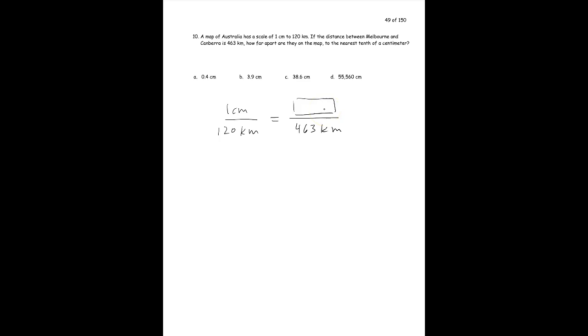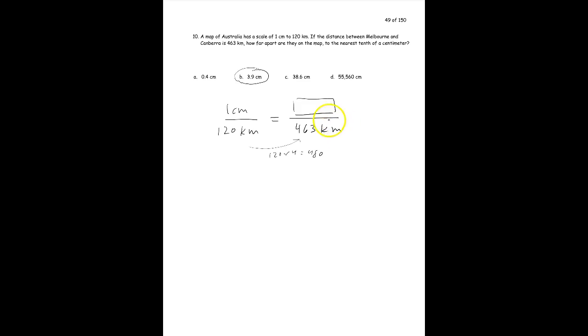One thing you can do is just eyeball this right here. We can see that from 120 to this number here is approximately 4, because 120 times 4 is 480. And so that's pretty close to 463. And if we look at all these answer choices, this one is quite close to 4. So that would be one way to just reason through it.